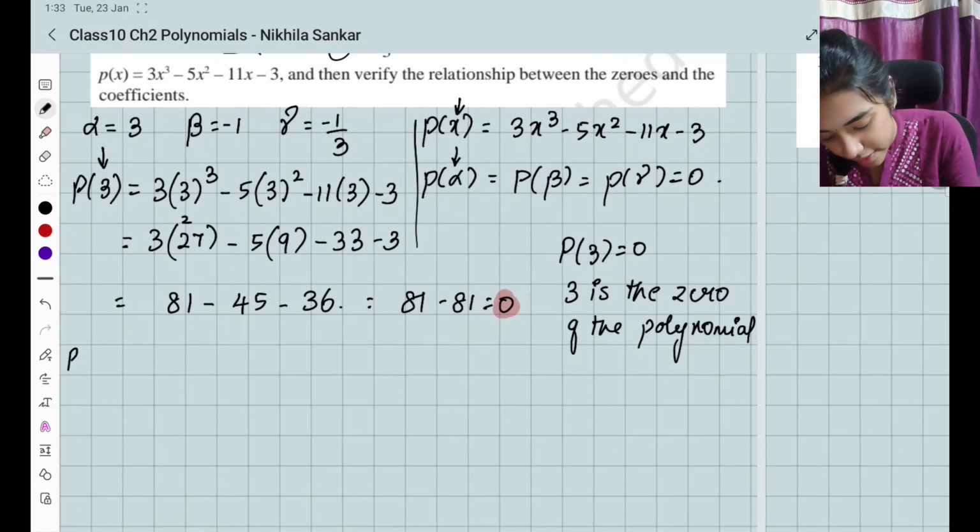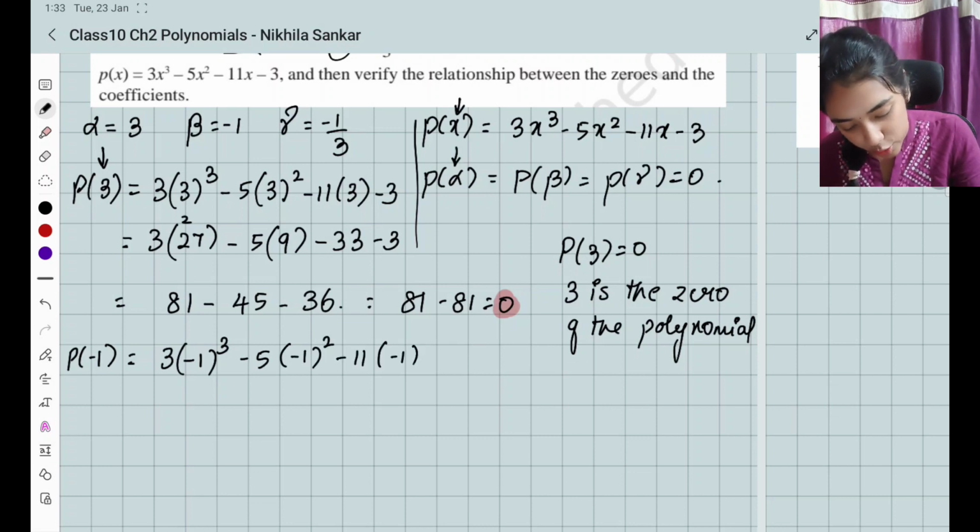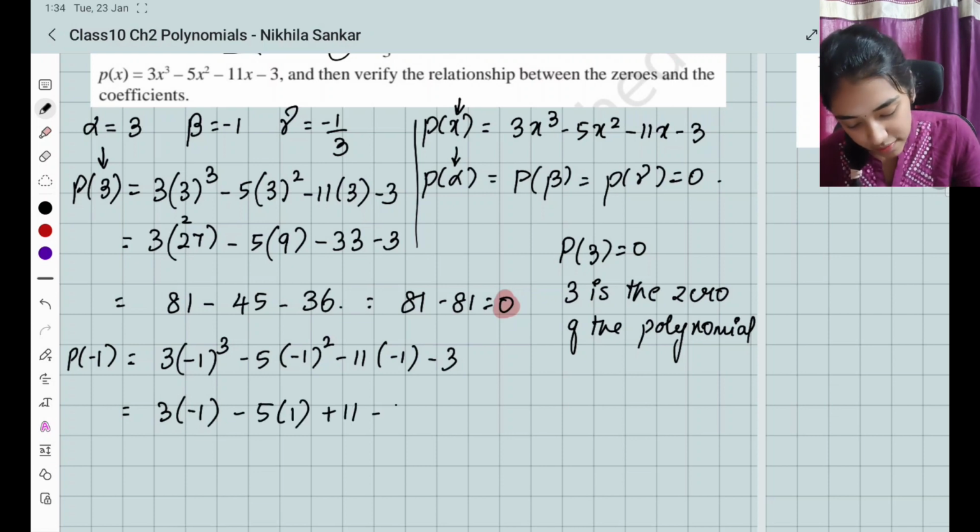-1. So we have P of -1 equals 3 into x cube. So -1 the whole cube. Then minus 5x square, which is -1 the whole square. Then minus 11 into -1. Then minus 3. So you have 3 into -1 the whole cube, enna? It is going to be 3 into -1. Then minus 5 into -1 the whole square is +1. Then minus 11 minus 1 is +11 minus 3.